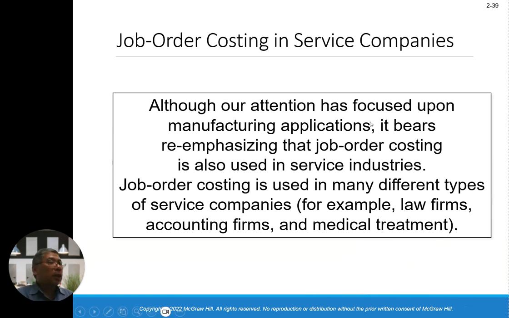And then the attention will be focused on emphasizing job order costing, which is also used in the service industry. Job order costing is used in many different types of service, for example in law firms, accounting firms, and medical treatment. So this is standard job costing. This chapter 2 is standard practice when you are doing the CMA program. In the first year, it will be all job order costing. So that's basically the end of chapter 2.